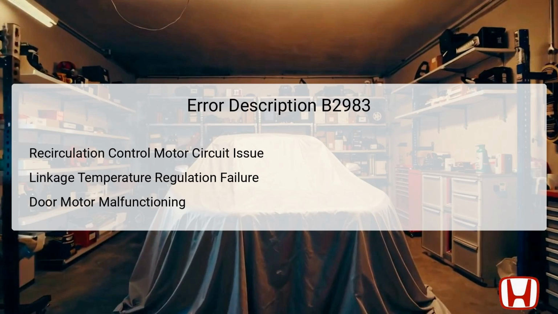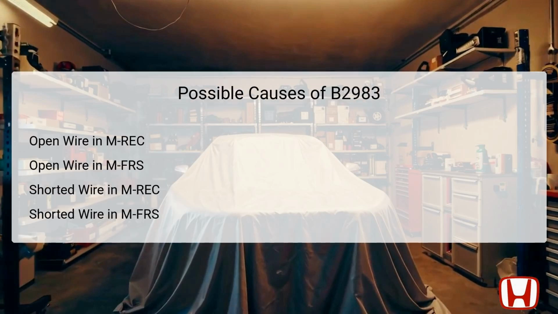The control linkage is responsible for translating the movements of the motor to the door, while the door regulates the air path. An issue here could result in inefficient climate control, which is critical for passenger comfort, especially in extreme weather conditions. Several issues could lead to the appearance of DTC B2983.